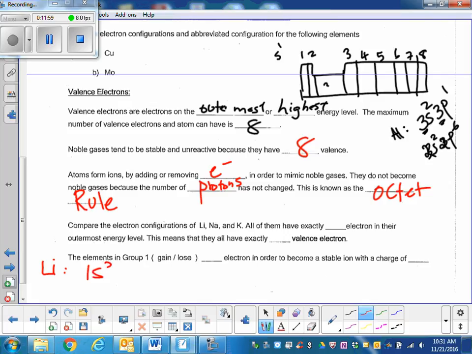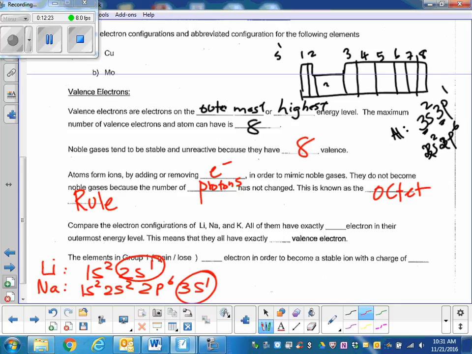So it's 1s2, 2s2... wait. Lithium is 2s1. Is that right? 1s2, 2s1. Do we get that? If you do sodium, it's 1s2, 2s2, 2p6, 3s1. Do you see the 3s1, the 2s1? All of them have exactly 1 electron in their outermost energy level. This means they all have exactly 1 valence electron.